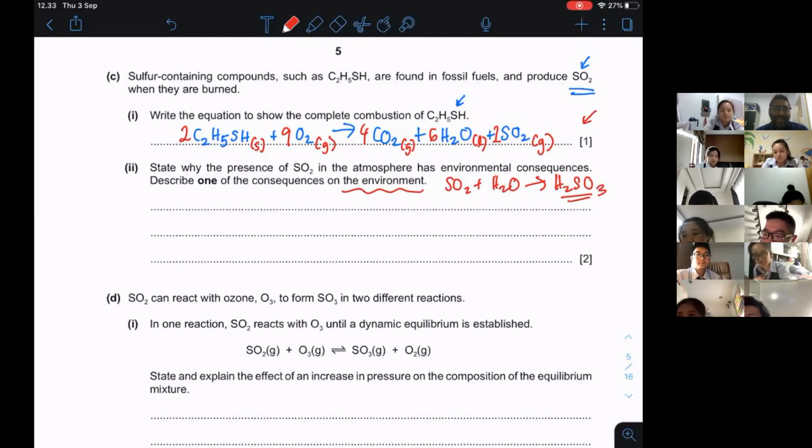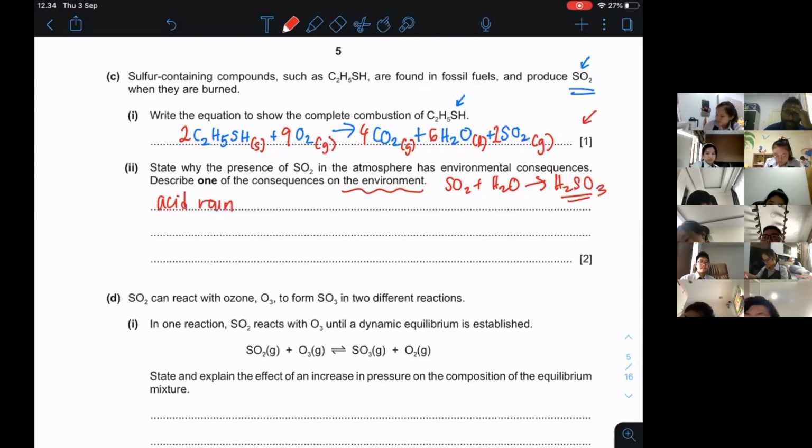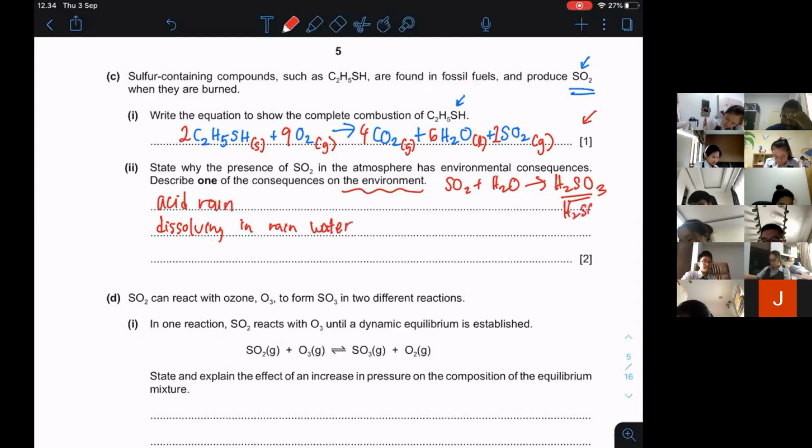Lightning is not something related. In this case, the presence of SO2 in the atmosphere, the consequence is that it is going to cause acid rain. That's going to be the answer. So they react, and it causes acid rain. 2 marks here. How does it cause acid rain? By dissolving in rainwater to form sulfurous acid or sulfuric acid. Both of these can be formed. You can say to form sulfuric acid, I think easier, sulfuric acid.